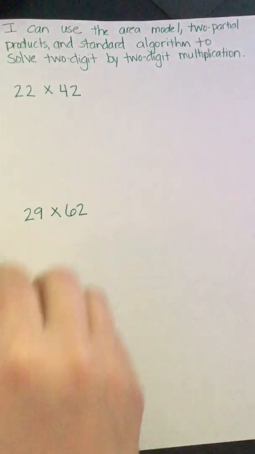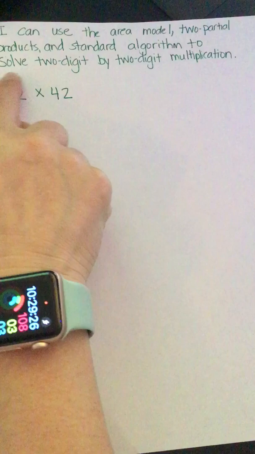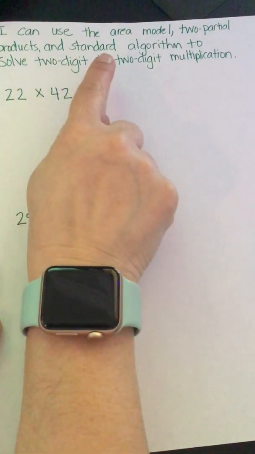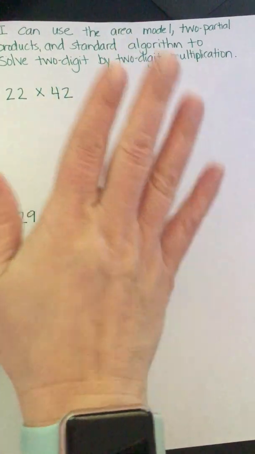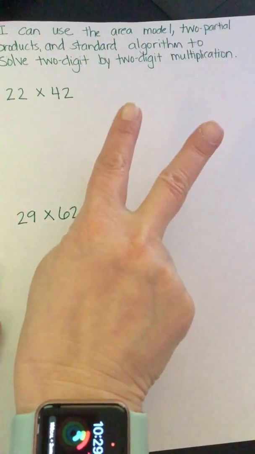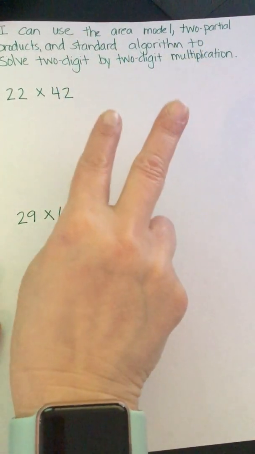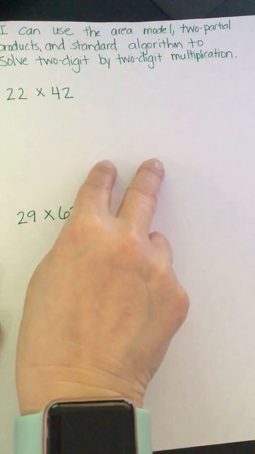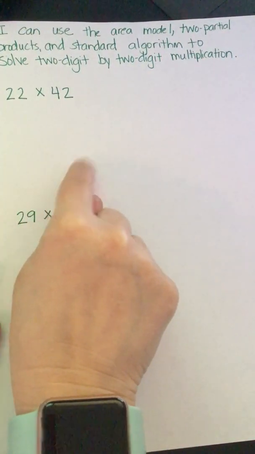And the I can statement is, I can use the area model, two partial products, and standard algorithm to solve two-digit by two-digit multiplication. Compared to our lesson from 37, where we did 4 partial products and 2 partial products, today we're just going to be focusing on our 2 partial products. But we're still going to use that area model and our standard algorithm to help us.